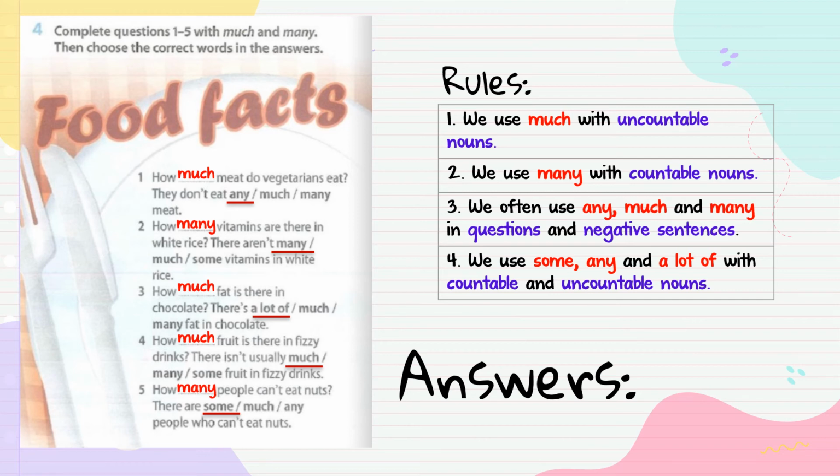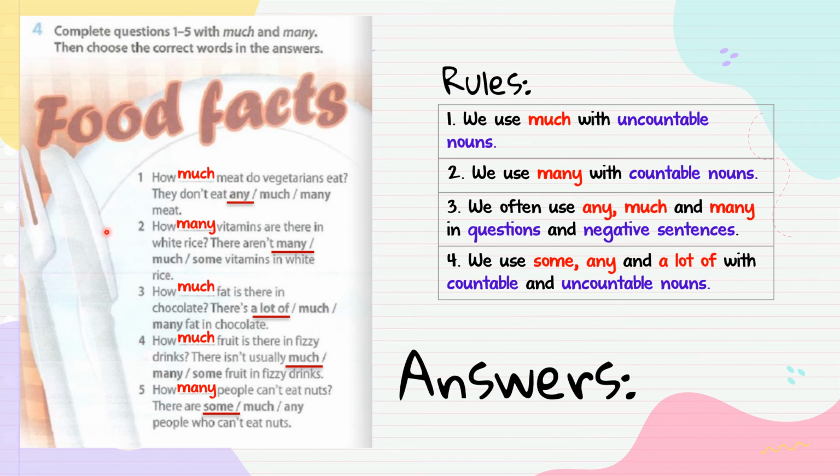Okay, since this is a negative sentence, we are going to look at the third rule. Third rule. Okay. Any, much, many, meat. Tiga-tiga ada. But we cannot put many because many is for countable noun. Benda yang boleh kira. Okay, much. Much ni tak makan banyak pun dia makan sikit. Tapi vegetarians dia memang langsung tak makan daging. So the most suitable answer would be any.